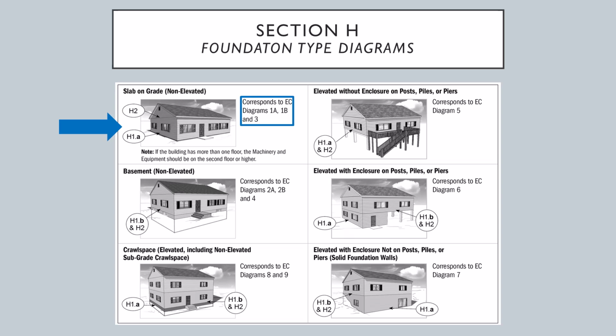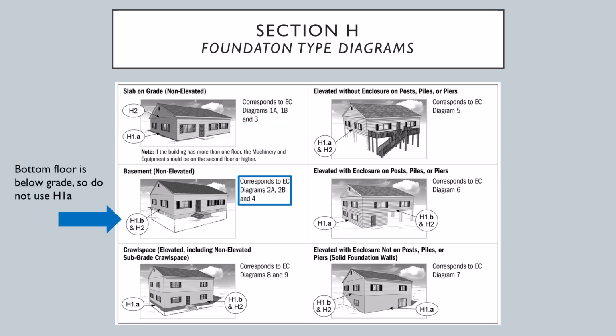For the slab-on-grade foundation type, the first lowest floor can be thought of as the first living floor above the lowest adjacent grade. This elevation is indicated by H1A in the diagram. Be sure to only fill in H1A on the EC. Your building's rating will be applied to this floor, while your M&E must be on the next higher floor, or where it shows H2, to receive the mitigation discount. The building diagrams entered in A7 on the EC and shown starting on page 17 of 19 on the EC that correspond to this type of foundation are 1A, 1B, and 3.